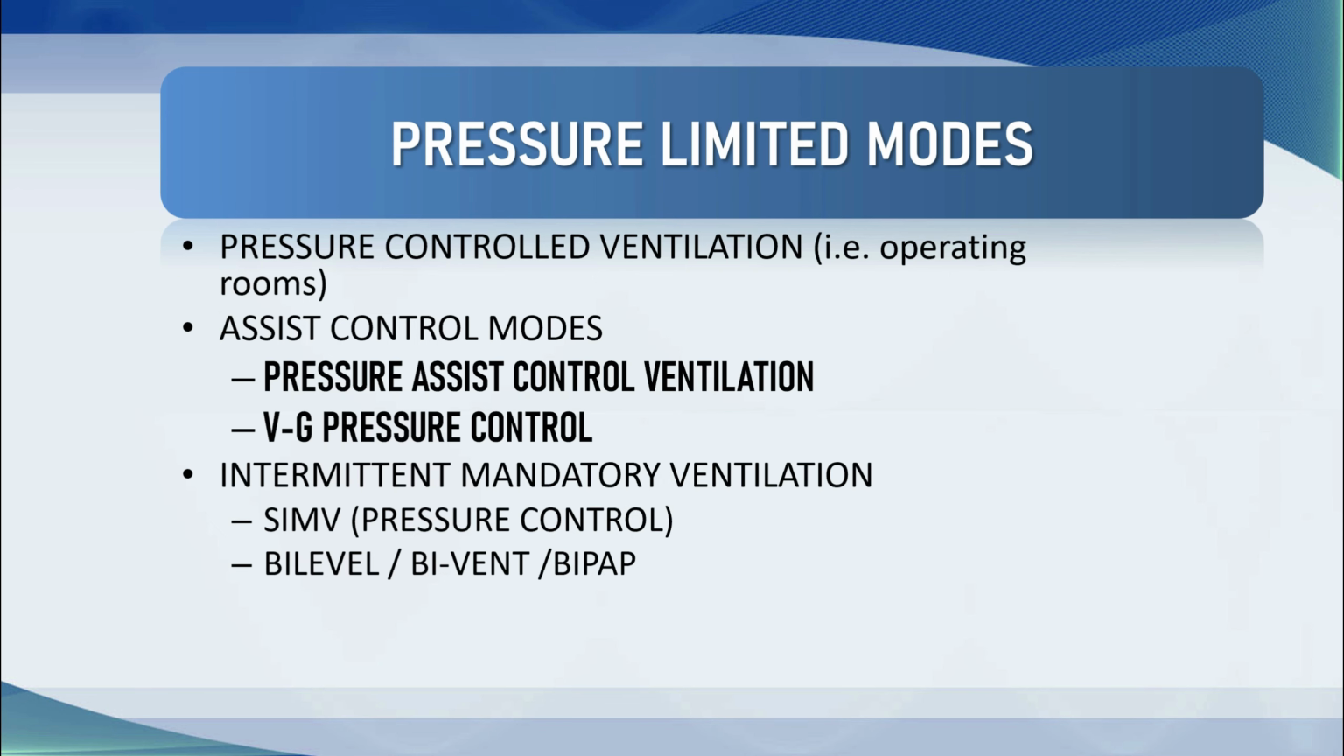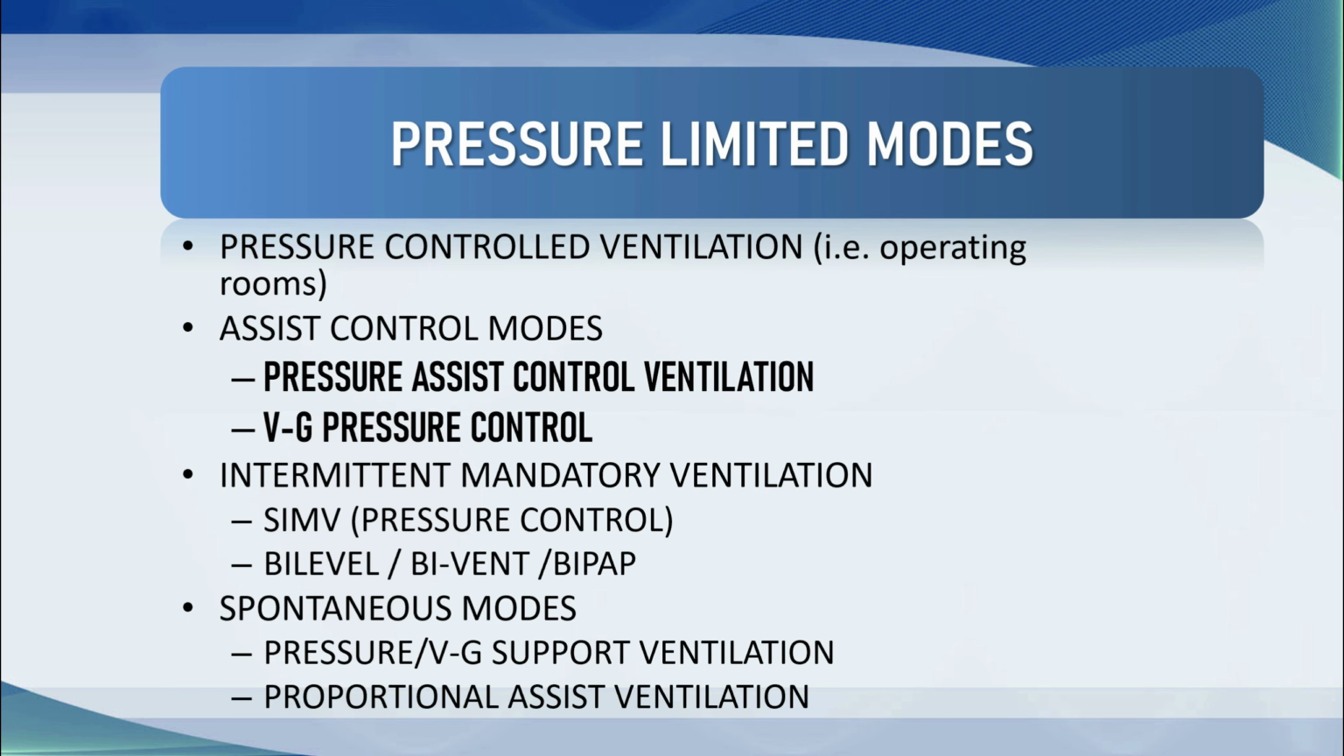There are a couple of intermittent mandatory ventilation modes that are used in pressure control. There is synchronized intermittent mandatory ventilation, pressure control, and bi-level. It's also known as bi-vent or bi-PAP sometimes, and this is a mode where you have a pressure control ventilation where the spontaneous breath is completely independent of the ventilator, and you can do all kinds of things with that.